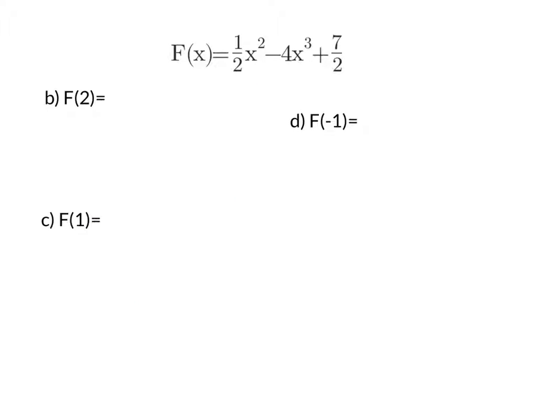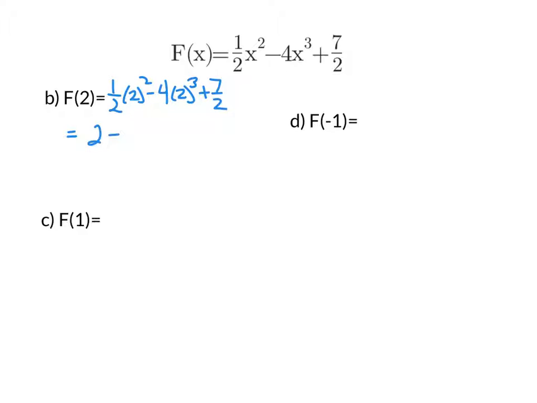Now that I have that function, my accumulation function, we're asked to evaluate it at a few different places. So first, finding capital F of 2, which of course just means substitute and simplify. So first, we'll plug in 2 into our function everywhere that there's an x, and then simplify. Well, 1/2 of 2 squared, 1/2 of 4, that's 2.